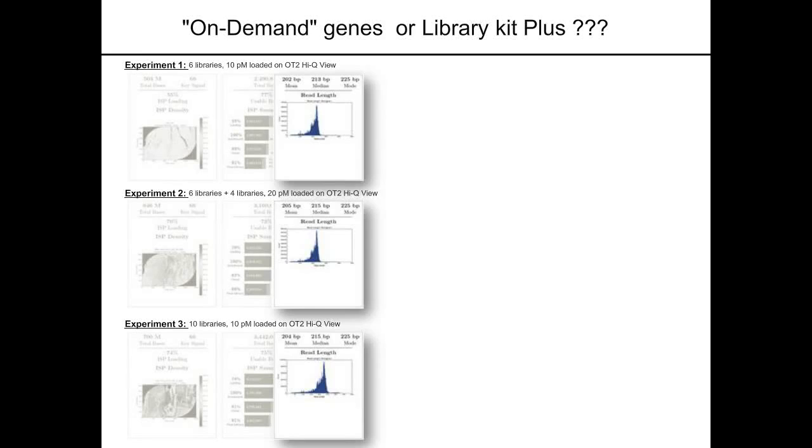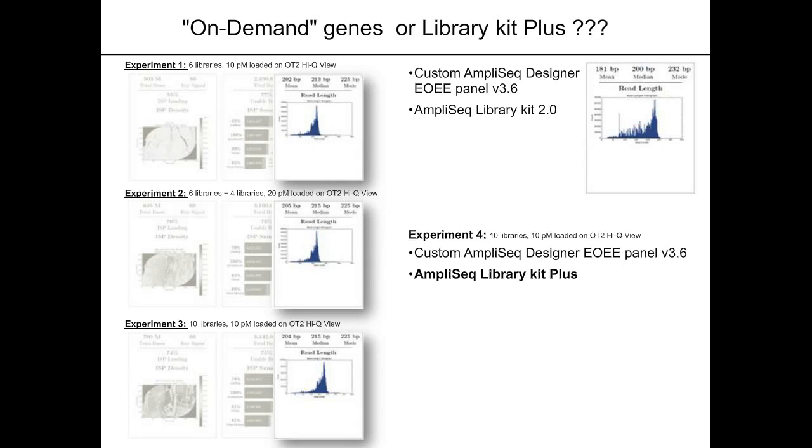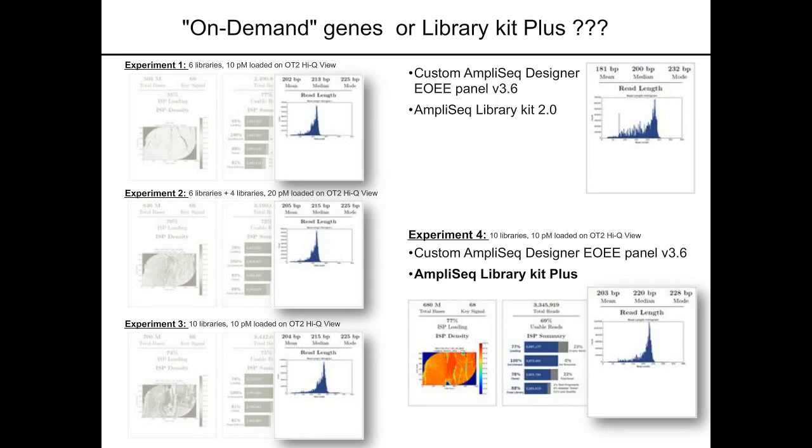Now we wonder, what are we looking at? Why are we getting this good result? Is this the on-demand panel, or is it the new chemistry that's involved in it? So if we look at our experiment and we want to try and answer this question, we can compare this result to what we had before with our custom AmpliSeq and the AmpliSeq library kit that we used before. So what we did was we tried another experiment with our custom AmpliSeq designer and with the new chemistry, and this is what we obtained.